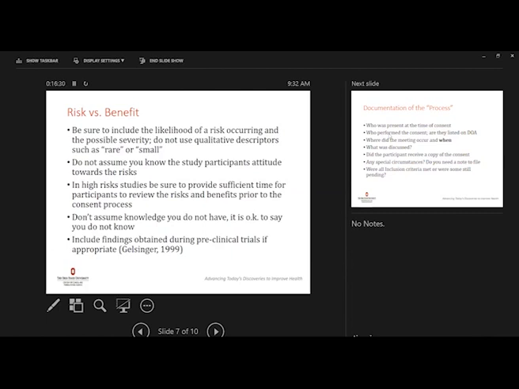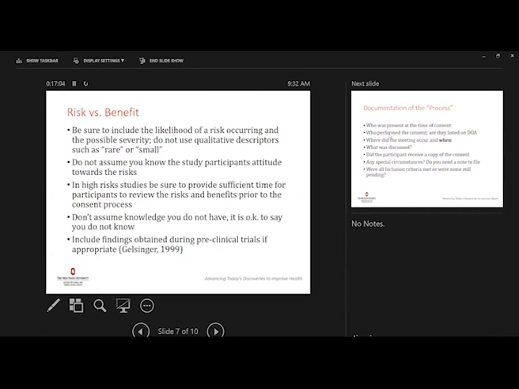So for instance, if you were describing risks or benefits, you want to avoid using qualitative descriptors such as, well, it's a very rare side effect, or it's just a little side effect. You don't want to use those. If you can quantify what those incidences are, well, it only happens in about 10% of the population out of a study that had 100 that only occurred 1 or 2 times.